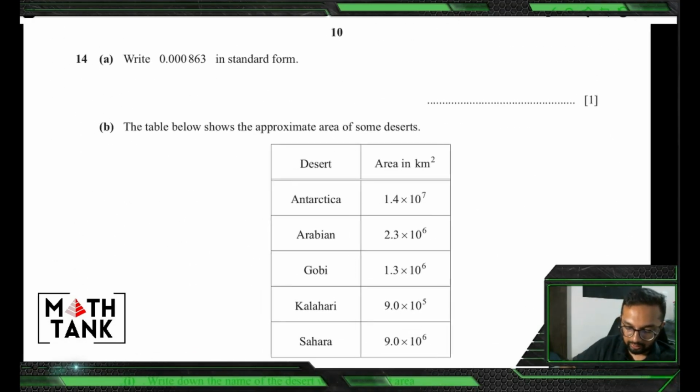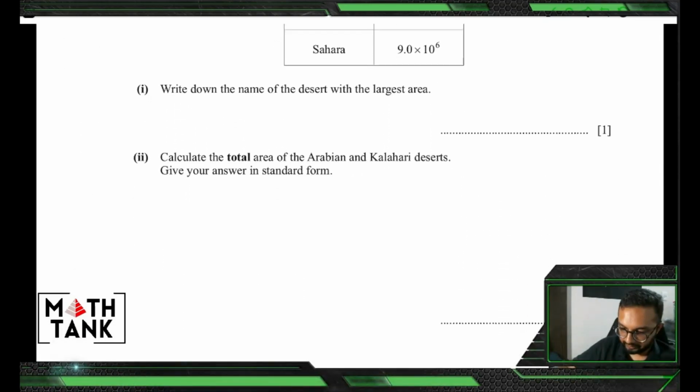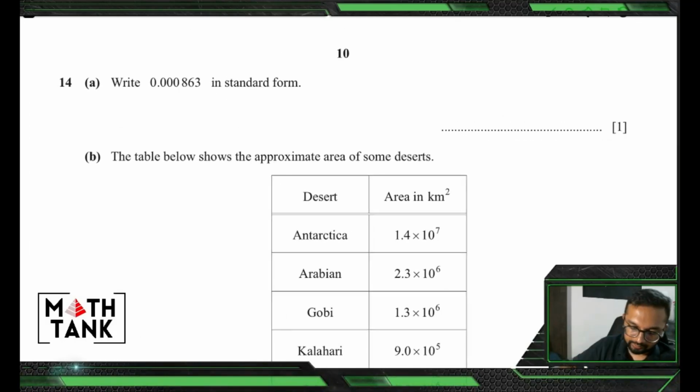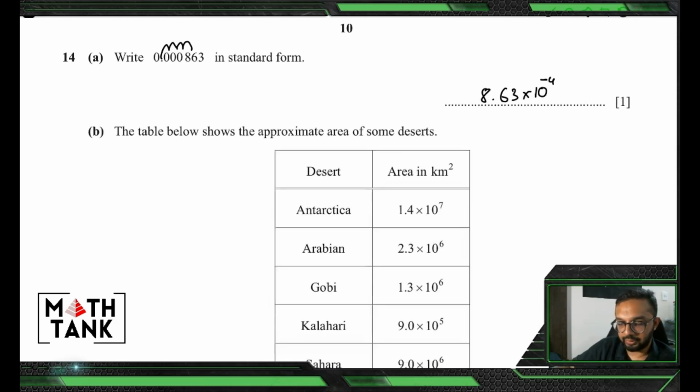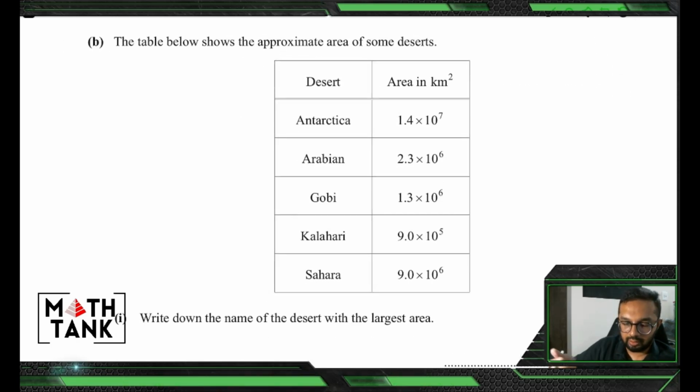Then this is a long question. Let's see. Okay. Let's first do the simple one. 1, 2, 3, 4. 8.63 into 10 power 4 minus 4, because I moved the decimal to the right. When I move the decimal to the left, the powers increase. When I move the decimals to the right, powers decrease. They go into the negative.